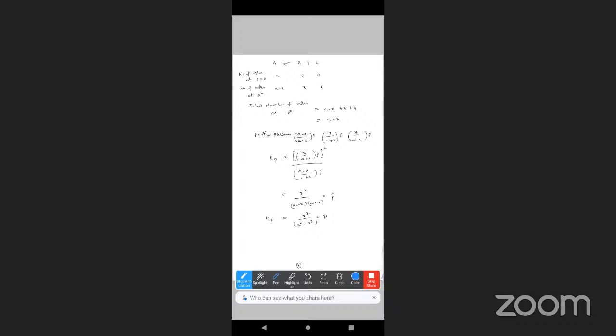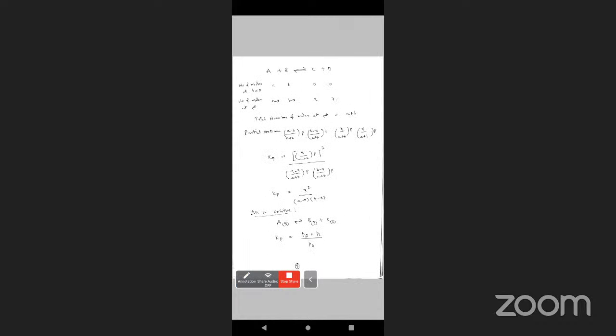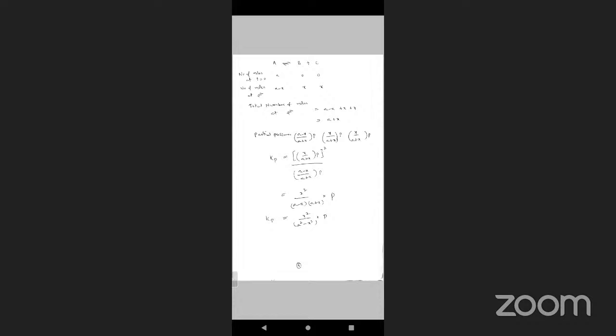So by substituting these values in Kp and simplifying, we'll get Kp equal to X square by (A square minus X square) into P. This one is Kp equal to X square by (A minus X) into (B minus X). And this one is Kp equal to X square by (A square minus X square) into P.